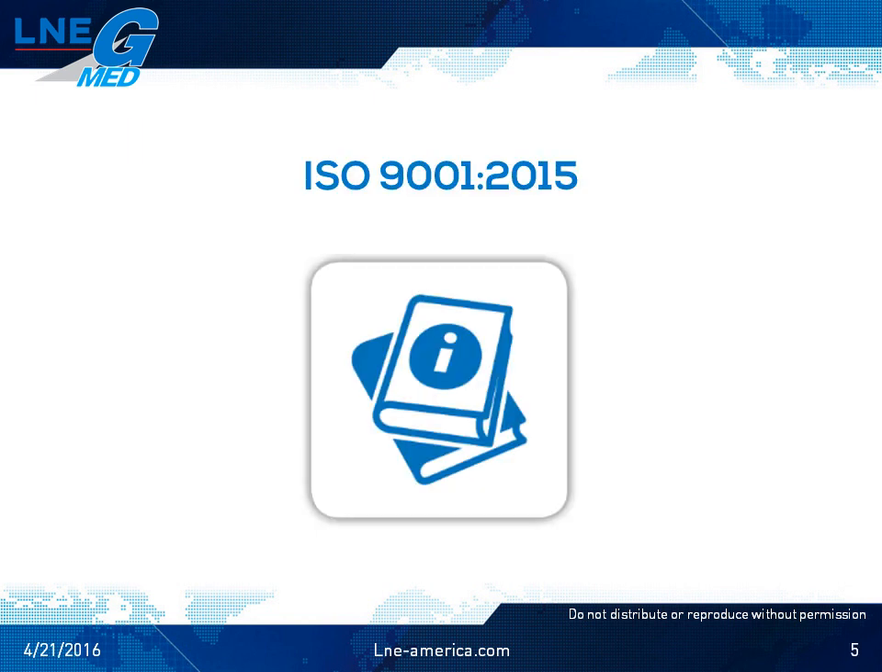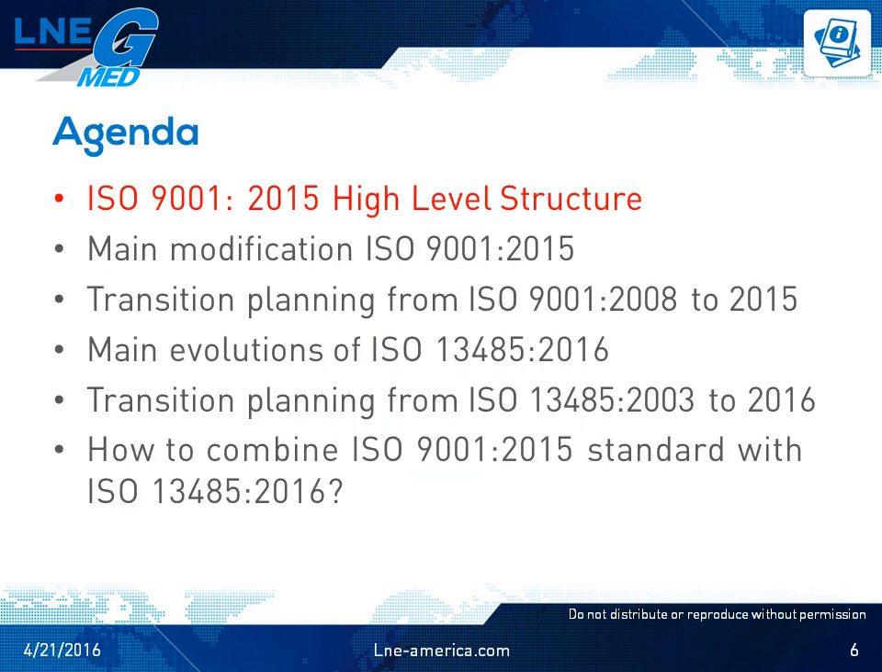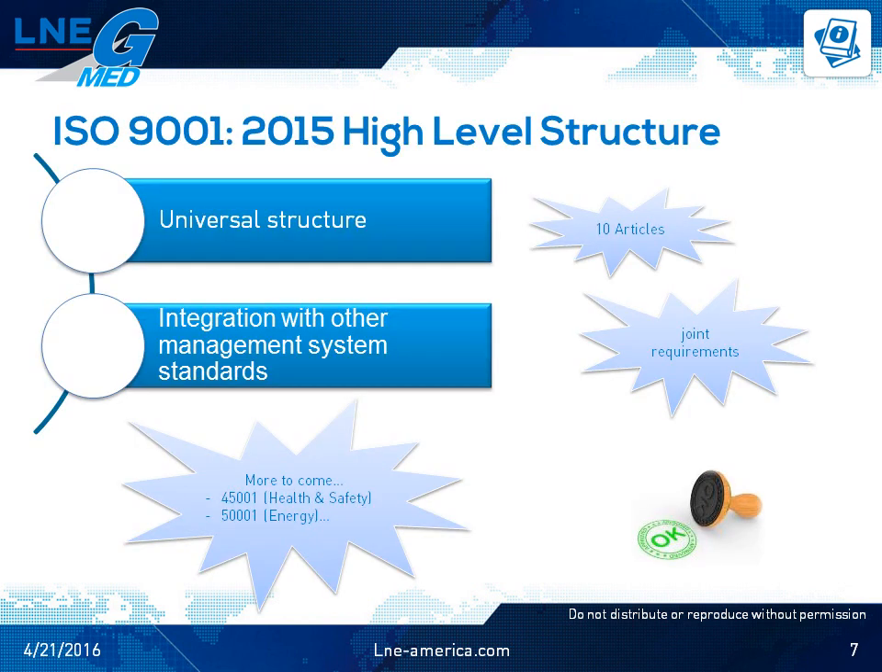So let's discover what is behind the 2015 revision of the ISO 9001 standard. The first big modification is its structure. The standard now follows what we call the high-level structure. This structure is a universal one presenting 10 articles and joint requirements. It is defined this way to allow integration with other management system standards. Today, ISO 14001 and 17001 have already been published following this structure, and more standards under revision will follow.